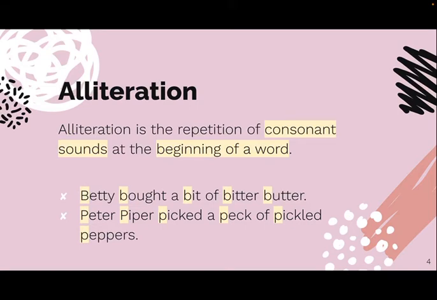Alliteration is the repetition of consonant sounds at the beginning of a word. So this is a lot more specific than you might think when you think of alliteration. So it has to be a consonant sound and it has to be at the beginning of a word. So the examples that we've got here are Betty bought a bit of bitter butter. So we've got the B sound, consonant sound repeated at the start of several words. And Peter Piper picked a peck of pickled peppers.